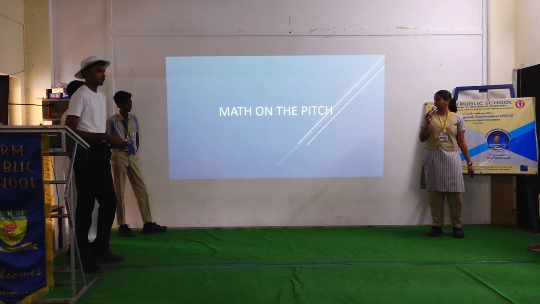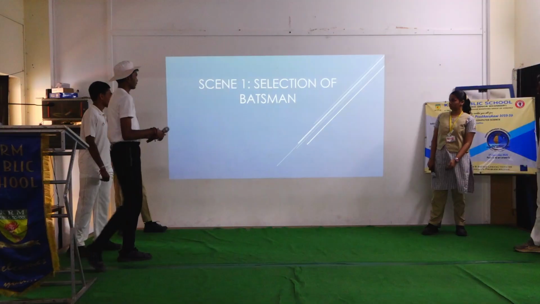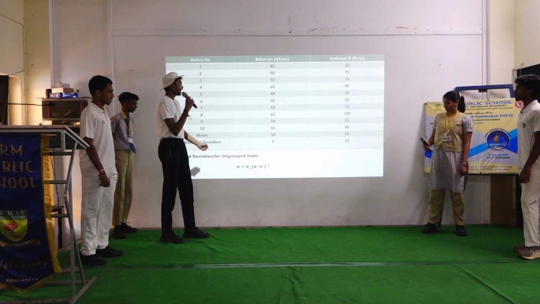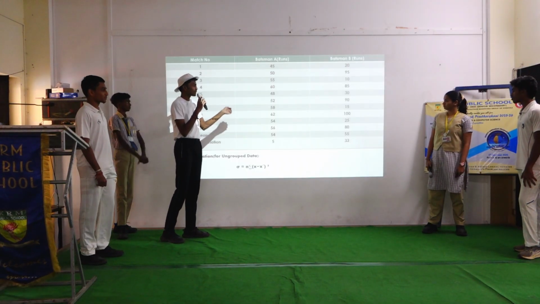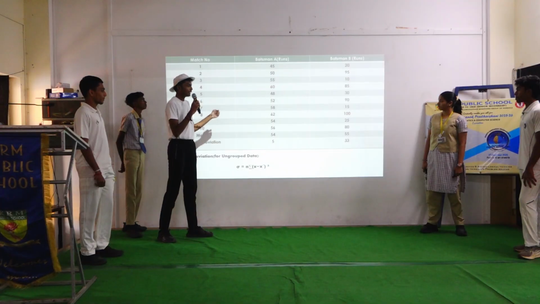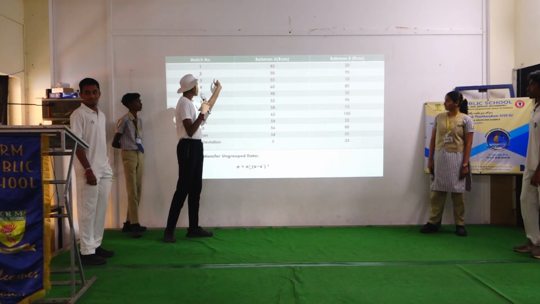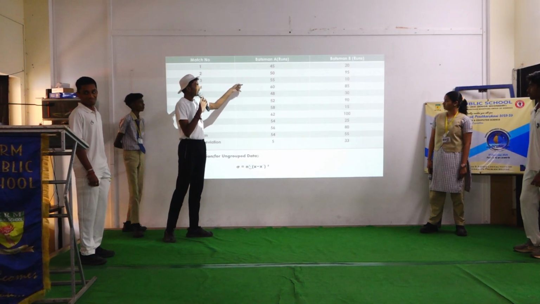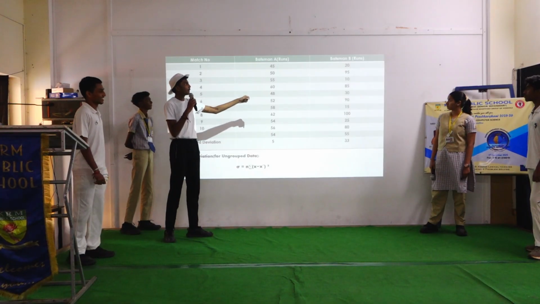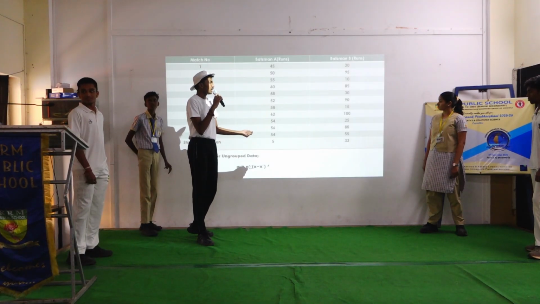Scene 1. Selection of batsmen. Here is the statistical table of batsman A and batsman B's scores in the last 10 matches. So we are going to see how a team selects a batsman for the playing 11. Batsman A's scores in the past 10 matches: 45, 15, 55, 60, 48, 52, 58, 62, 54 and 56. And batsman B has scored 20, 95, 10, 85, 30, 90, 15, a century, 25, 18.